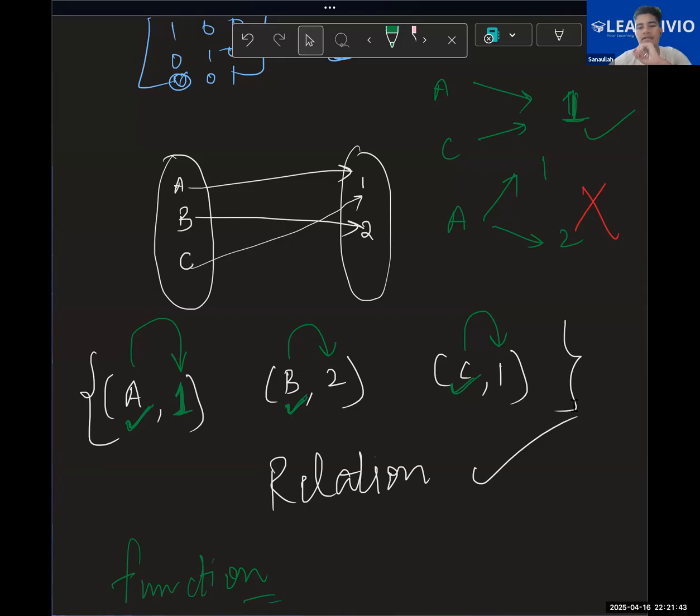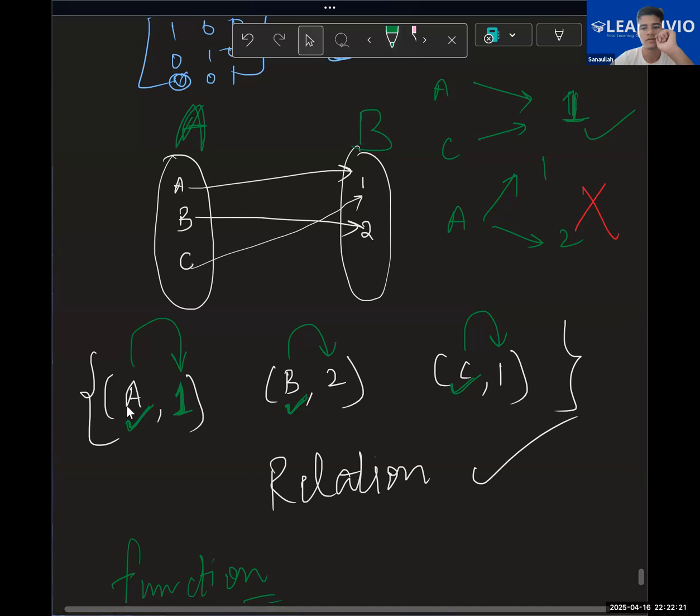See, domain and range are there for all functions and relations. When you are making a relation, that thing must have some domain and range, only then will it be a relation. This is a function because each and every element of set A, or you can say the first set, has one and only one image in set B. If I assume this as set A and this as set B, understood?